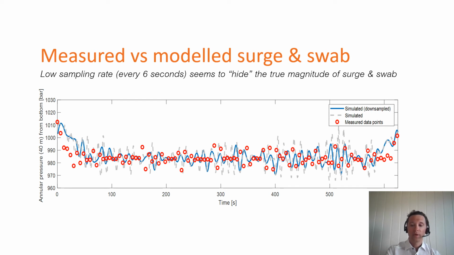And that's a good takeaway lesson here. The sampling rate should be half of what the wave period is, but ideally even better than that. So 1 sample every second, 1 sampling every 2 seconds is a good sampling rate to be able to see surge and swab induced by the rig heave.